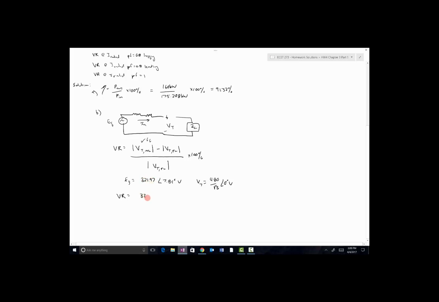So this is going to be 321.97. I'm just rounding to 322 minus 480 over root 3 divided by 480 over root 3. So that gives us the conversion. And so it's about 322 minus 277 over 277 times 100%. So we've got a voltage change under load of about 16.25% from the no load condition.